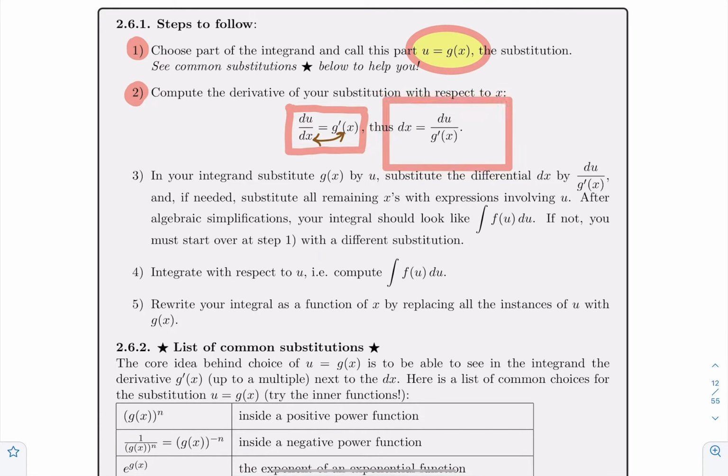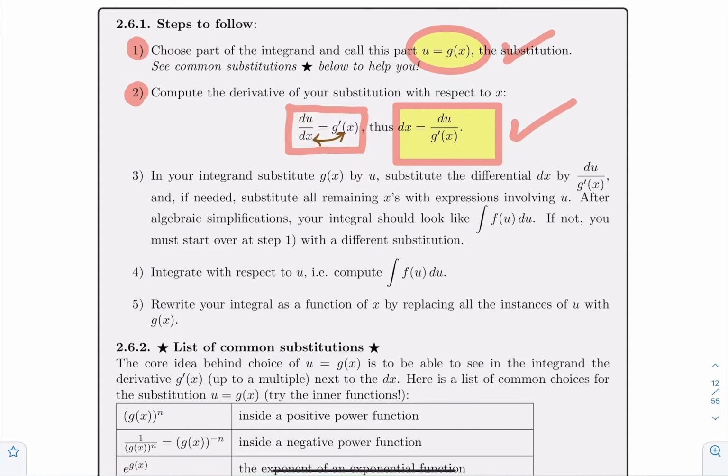So those are the core two elements of your substitution. A chunk is going to be called u, and then the dx part of your integrand is going to be substituted by du over g prime. After that, what you do is the following. You replace the g, the choice, by u. You replace the differential term dx by du over g prime. And then you try to simplify your equation as much as possible.